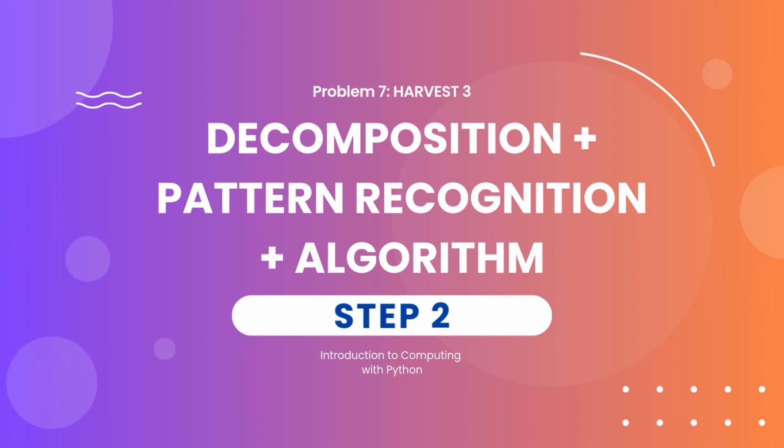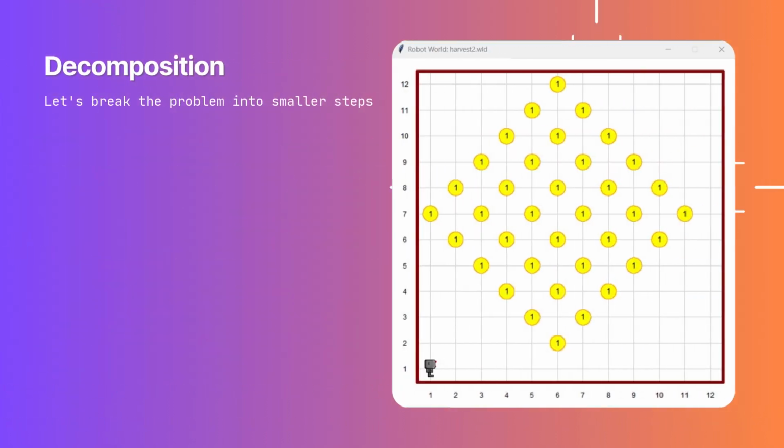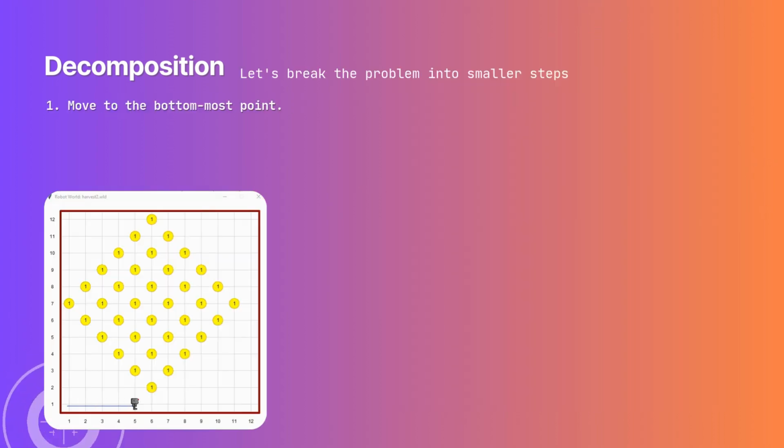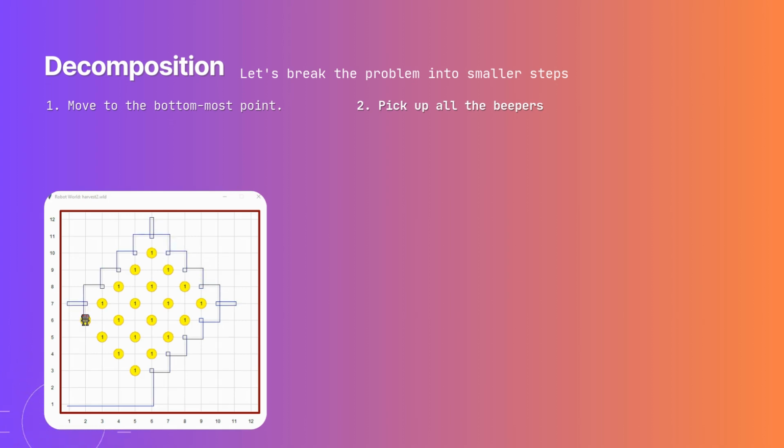With these requirements clear, we're now ready to move into the decomposition phase, where we'll break down the problem into specific steps and functions. To solve the task of harvesting all the beepers arranged in diamond shapes, we can break the problem into 2 general steps. First, move to the bottommost point, and second, pick up all the beepers.